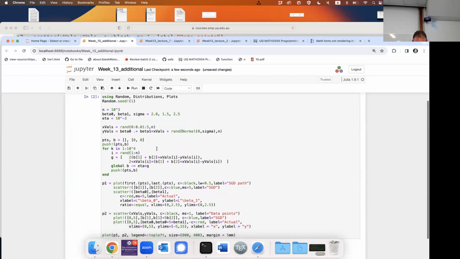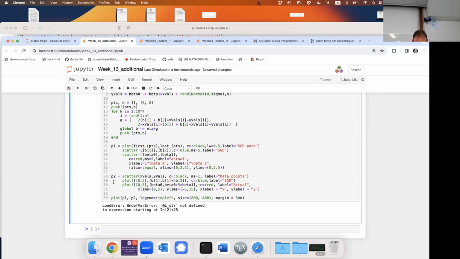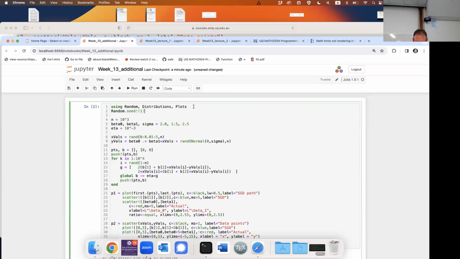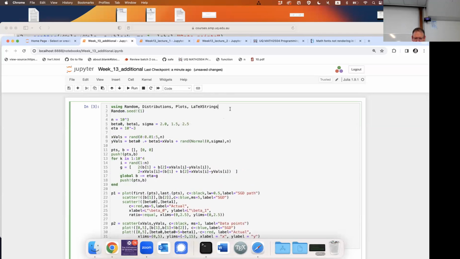What has happened here? Load error, undef string not defined, in cell 25, line 25. Interesting. Oh, okay. Sorry, the reason is this was supposed to be run in sequence with other using statements.